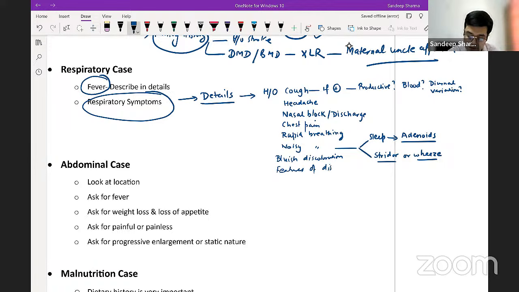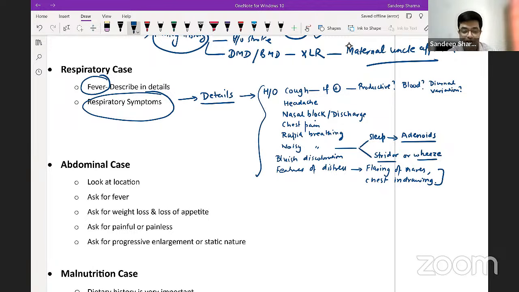Parents will say the child is breathing fast since 2 days, and when he breathes fast, he also has features. How will you ask for features of distress? The child will have flaring of external nares, and there will be chest retractions or chest inroad. These will be the features of distress that you will mention in the patient. So details of these respiratory symptoms need to be mentioned.